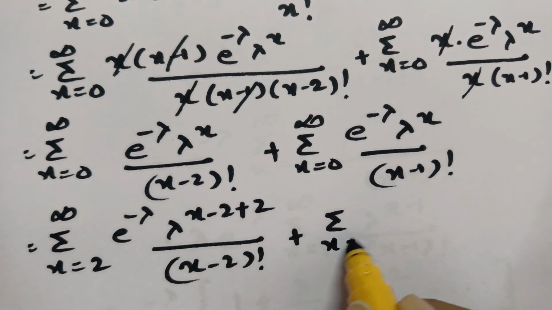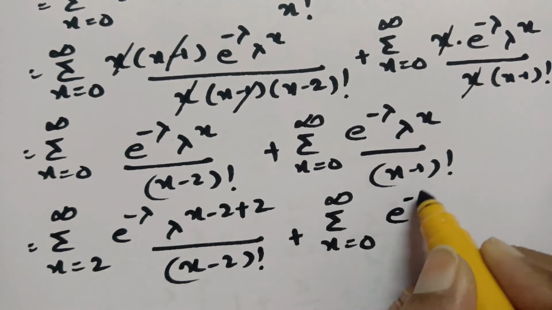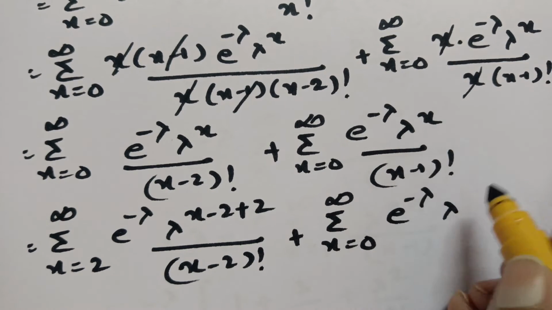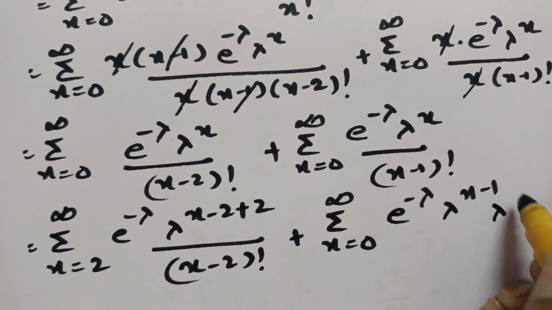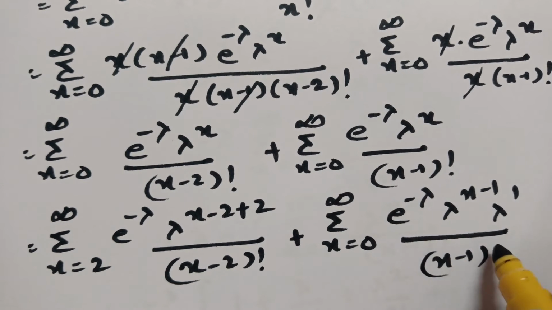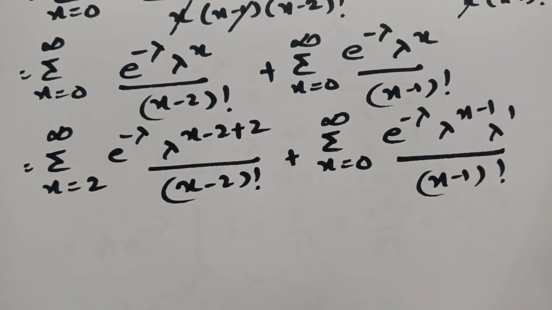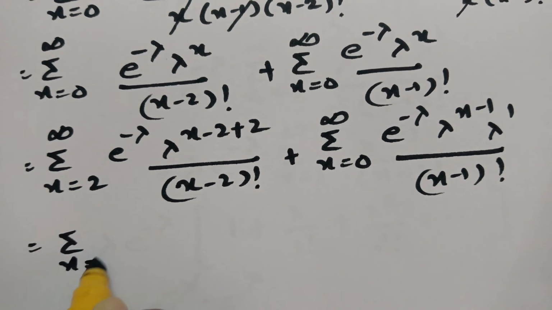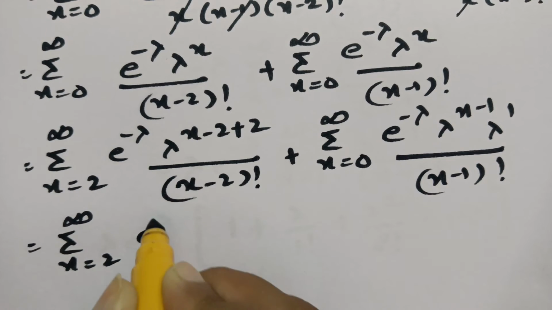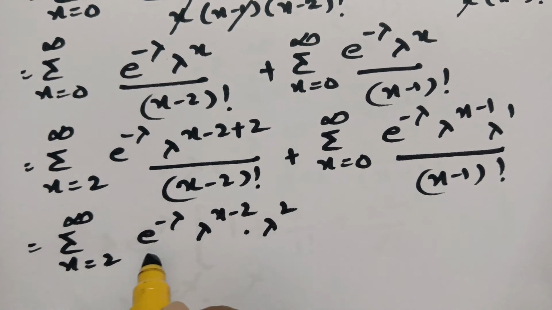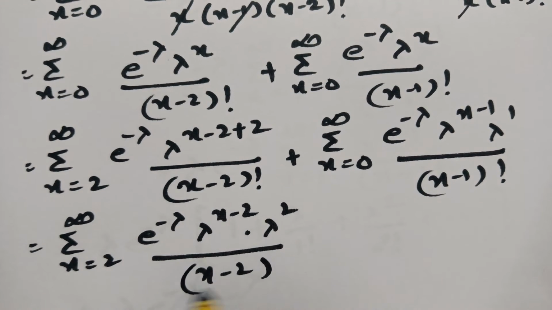And the next one, sigma x equal to 0 to infinity, e power minus lambda. So there is x minus 1 here, so I'll make x minus 1. If I make x minus 1, in order to balance, that is lambda power 1 divided by x minus 1 factorial. See here, now I'm going to split this one. So this is sigma x equal to 0 to infinity, e power minus lambda, lambda power x minus 2 into lambda square by x minus 2 factorial.